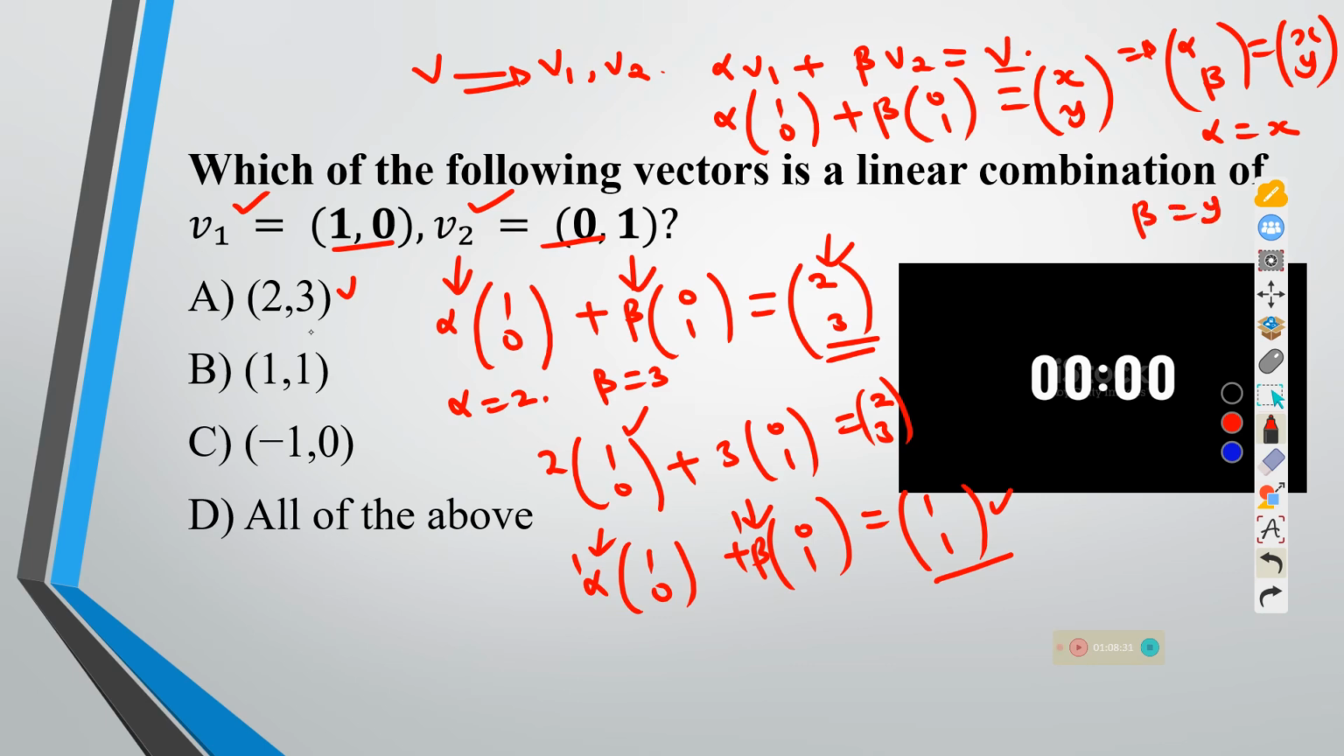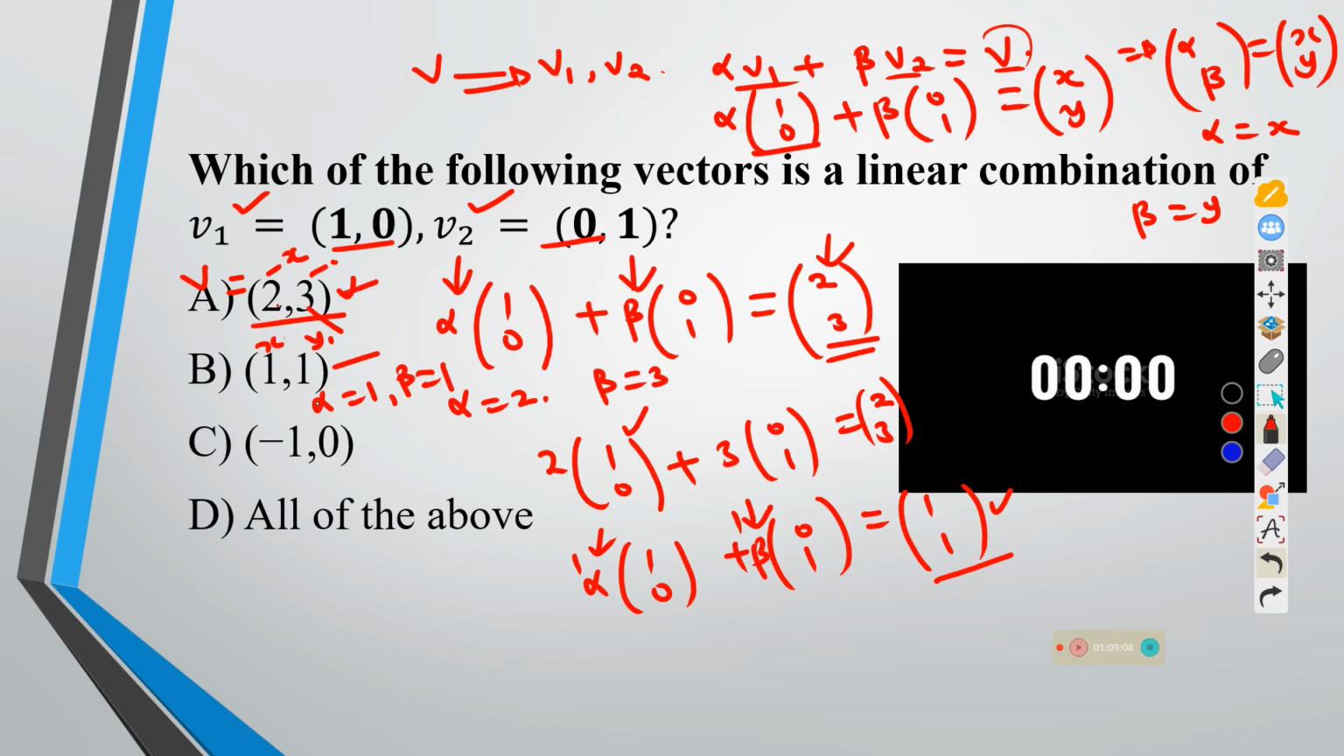So what does that one imply? If your x is 2 and your y is 3, if your v is this, then it means your x is 2, your y is 3. And for that matter, you are able to get alpha as 2 and beta as 3. If your x is 1 and your y is 1, it means for this case, as we have seen, your alpha will be 1, your beta will also be 1. So you are able to write v1, v2 in terms of v, which is representing 2, 3.